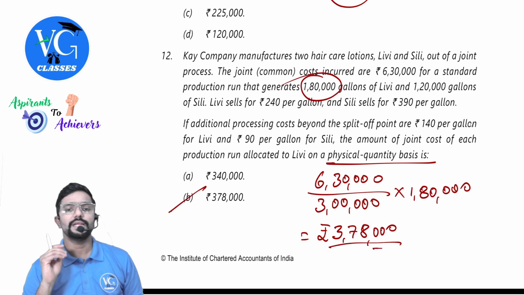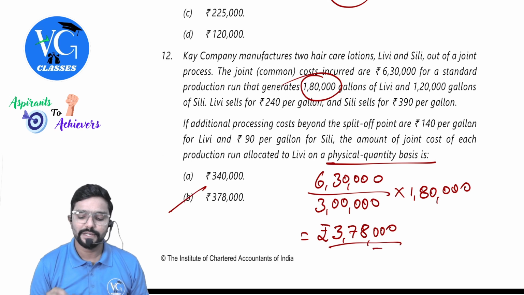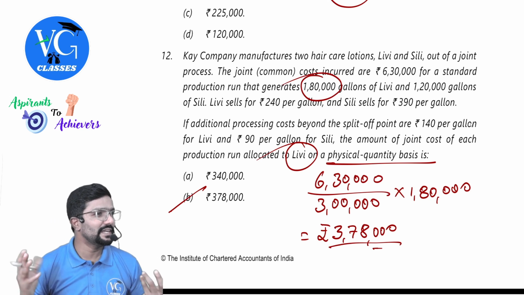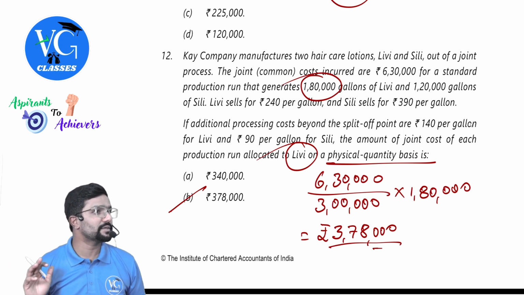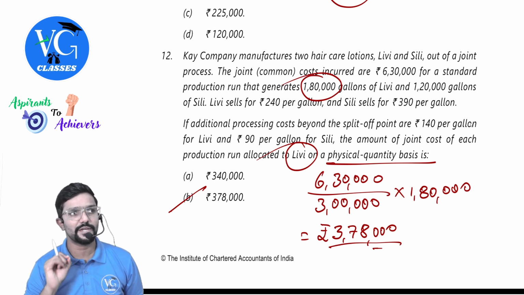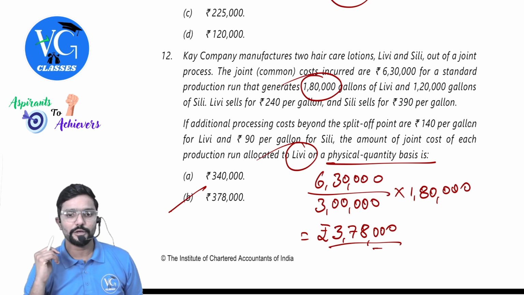3,78,000. 3,78,000. Please be careful. They have asked for Livy. See, if by chance you calculate for Silly, that might also be there in the options. Don't get confused. Please be very careful with the names when they ask like this, guys, especially for MCQs. Calculate for Silly and see whether it is there in the options.